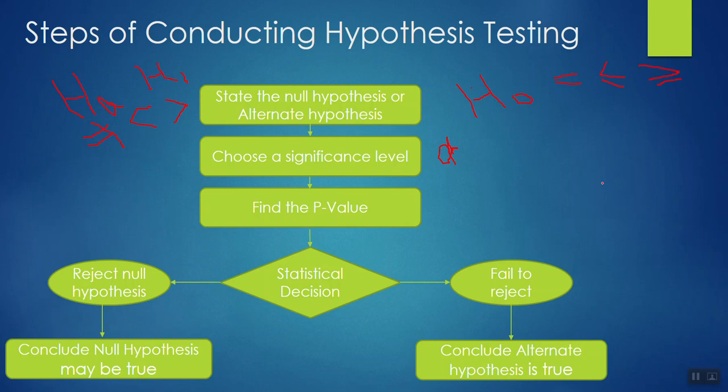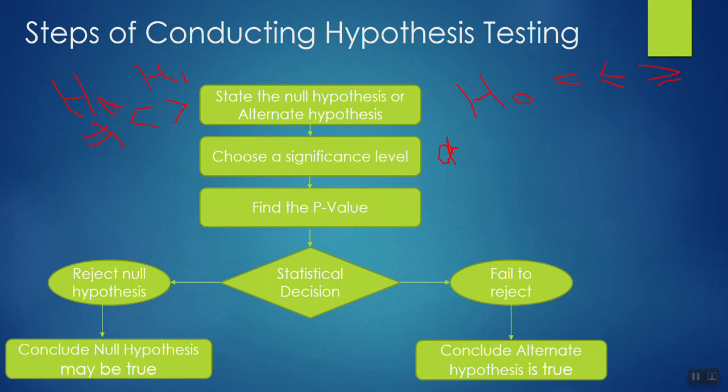The third step is to find the p-value. This is the probability of getting the observed result if the null hypothesis is true. A low p-value indicates high statistical significance, while a high p-value indicates low or no statistical significance.